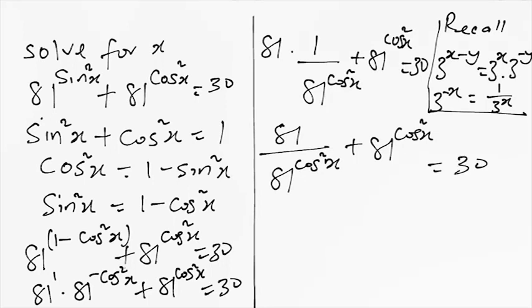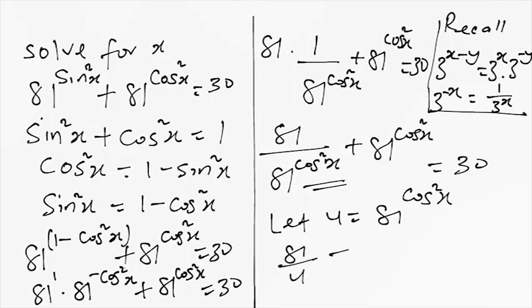Now to make this a little bit simpler, I can decide to say let u equal 81 raised to the power cos square x. So anywhere you see 81 raised to the power cos square x, you put u. Now in this case, the equation that we simplified to this extent will now become 81 divided by u plus u equals 30. So then we can now simplify this equation and solve for u.